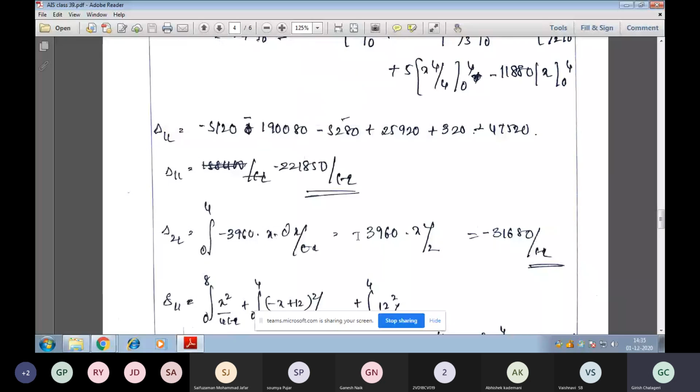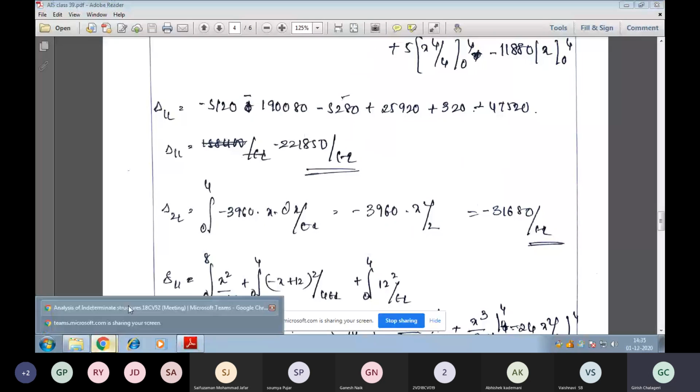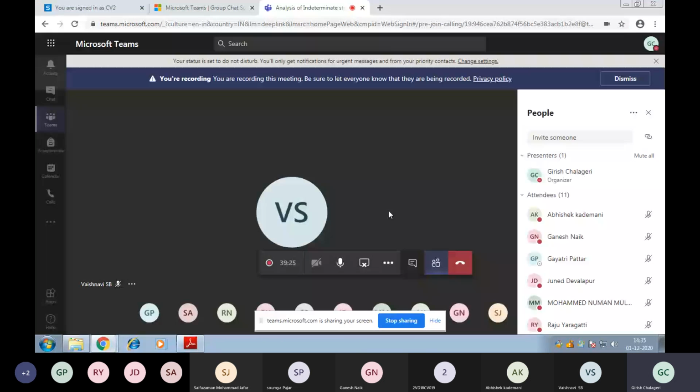So what we get is 3960 into x square by 2, 2 gets cancelled. Substitute the value of x from 0 to 4. The delta value we get is minus 31,680 by EI. So this is how we get delta 1L and delta 2L.